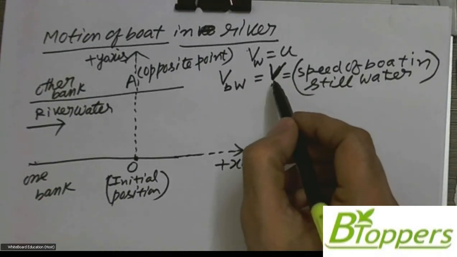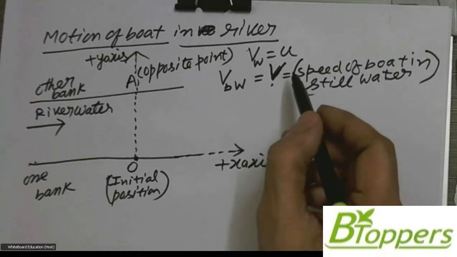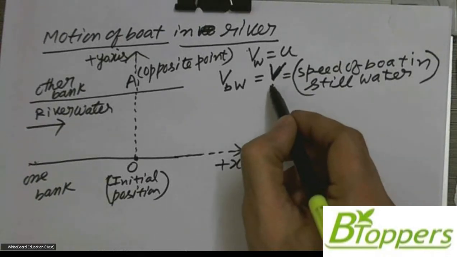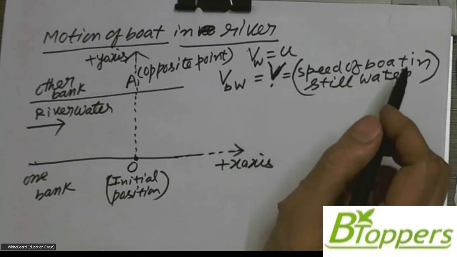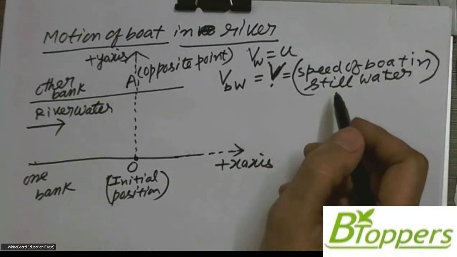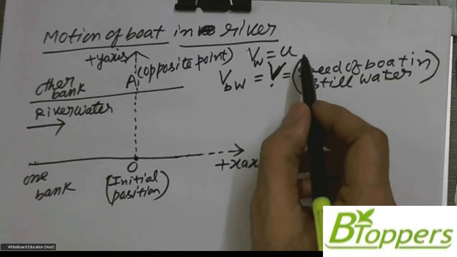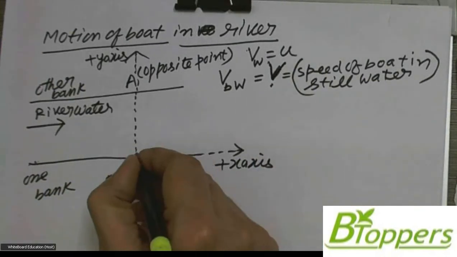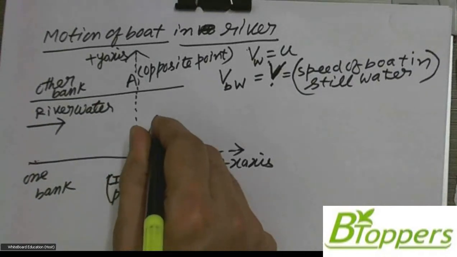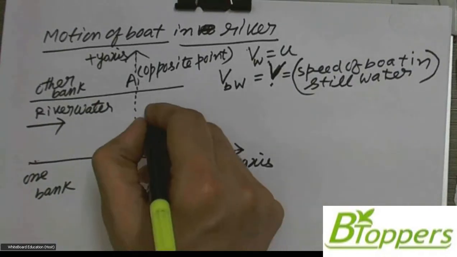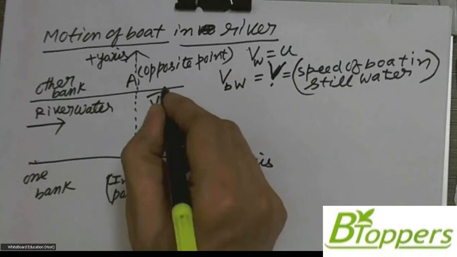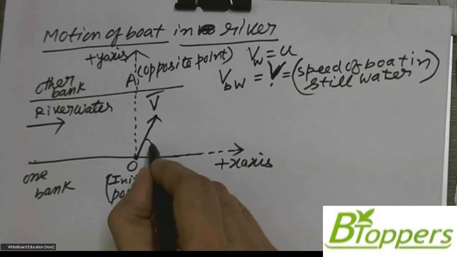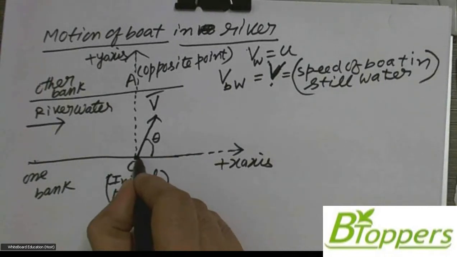In some other examples, you may be given the speed of boat relative to water. Even then, that means the same as the speed of boat in still water. And U is the velocity of the river water here. In the general case, I consider the general case where V bar is directed at an angle theta with U bar.